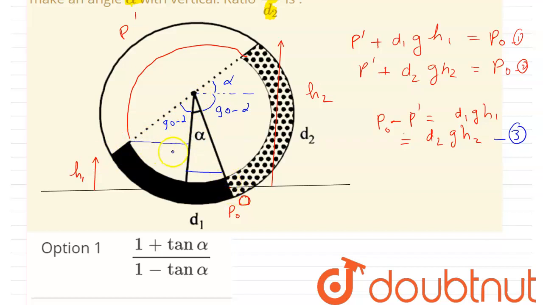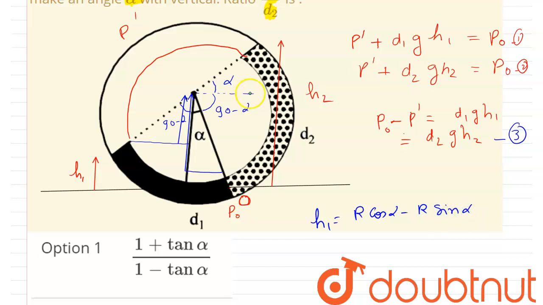So if I talk about H1 and H2, you could see H1 is this height minus this height, right? So I will write R cos alpha, yeah, this is R cos alpha, and this height is R sin alpha. Simple. So I will write H1 is equal to R cos alpha minus R sin alpha. Now let's talk about H2.